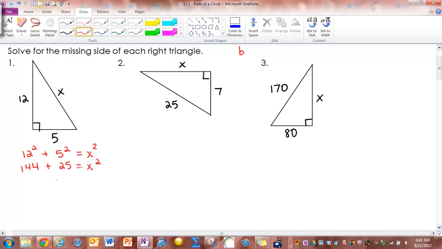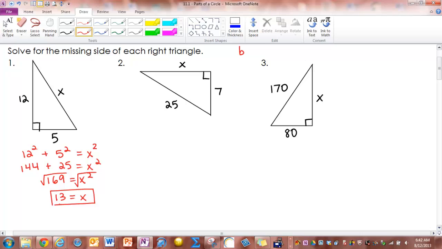Then I combine my like terms. 144 plus 25 is 169 equals x squared. And then I take the square root of both sides to solve. And the square root of x squared is just x, and the square root of 169 is 13. So I finish with x equals 13.